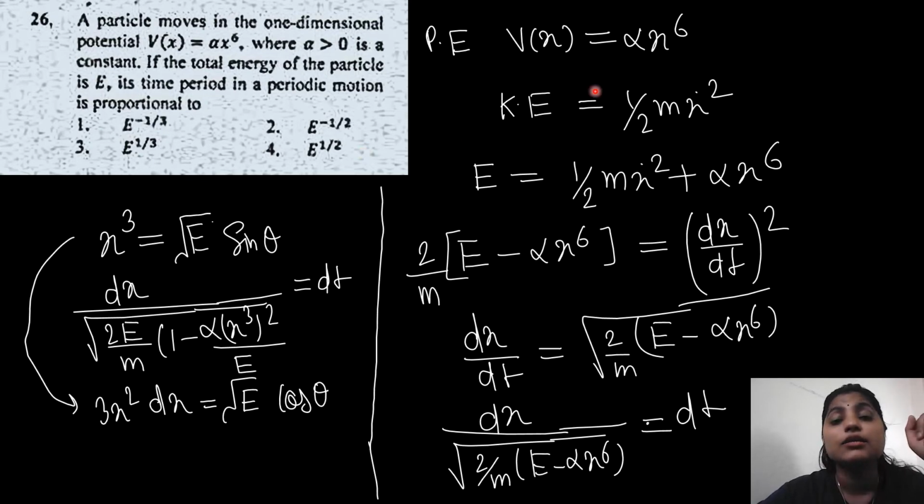Okay, so the potential is given to you. The particle is moving in one dimension. So the kinetic energy of the particle will be half m x dot square. You know that kinetic energy is half m v square and v can be written as x dot. So the kinetic energy of the particle is half m x dot square. So the total energy will be the sum of kinetic energy plus potential energy, meaning half m x dot square plus alpha x to the power 6.